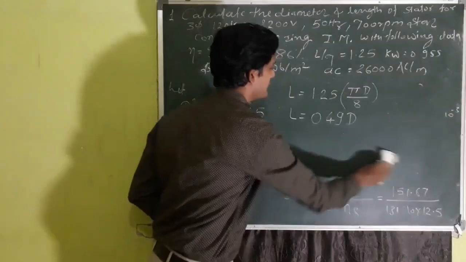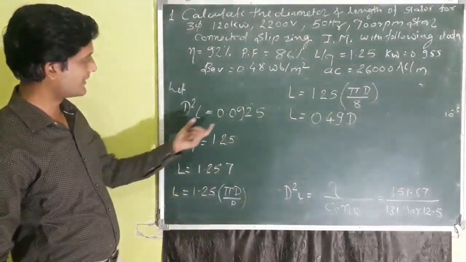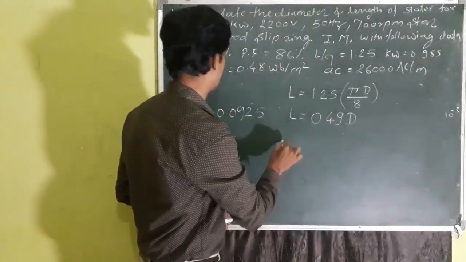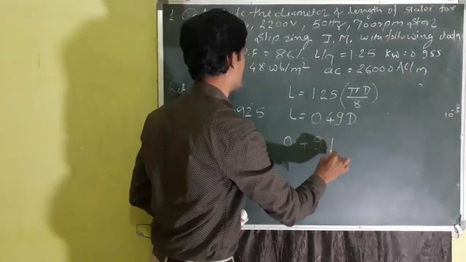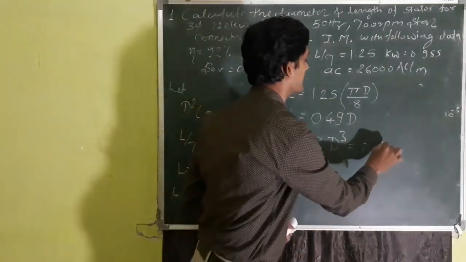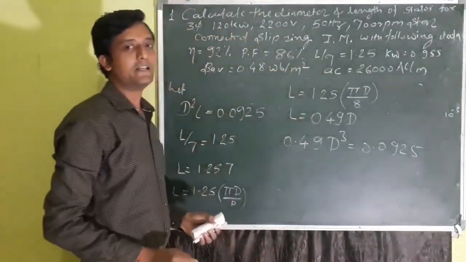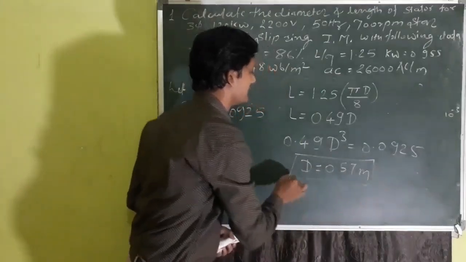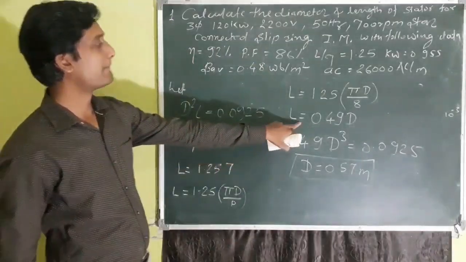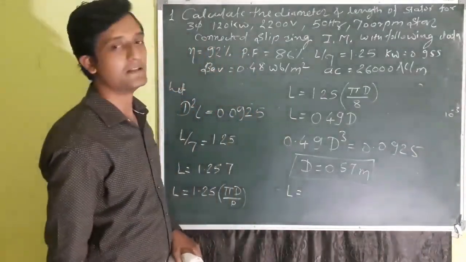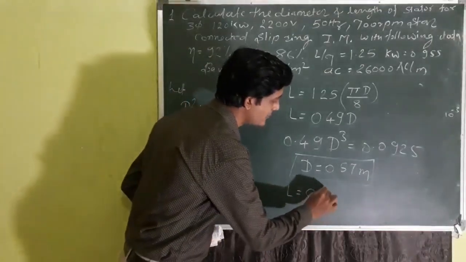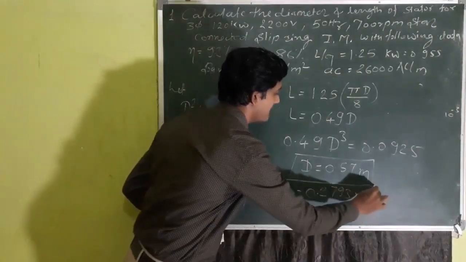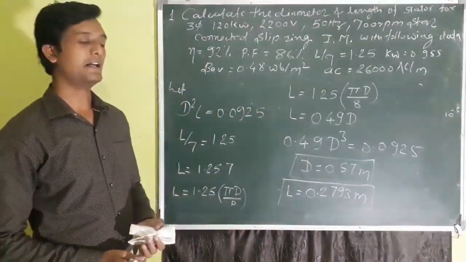Then substitute the value of L in this equation. So 0.49 D cube is equal to 0.0925. So the value of D is equal to 0.57 meter. Now substitute this value of D in this equation. Then L is equal to 0.279 meter. So these are the main dimensions of the stator, D and L.